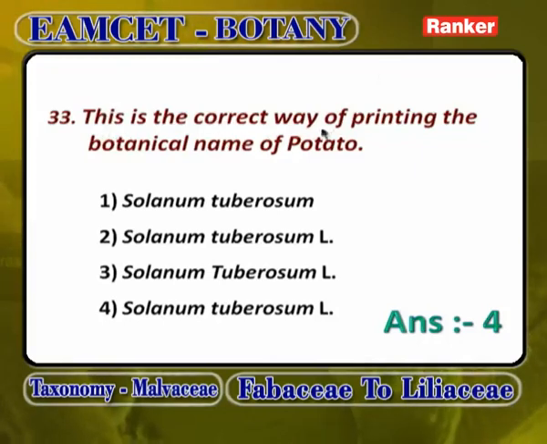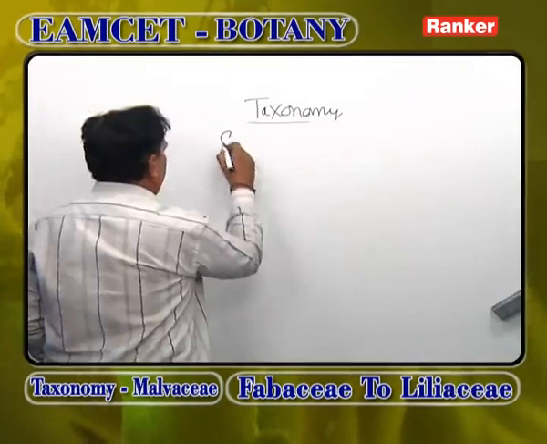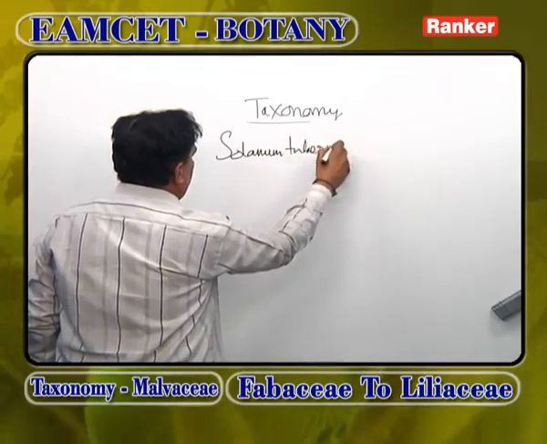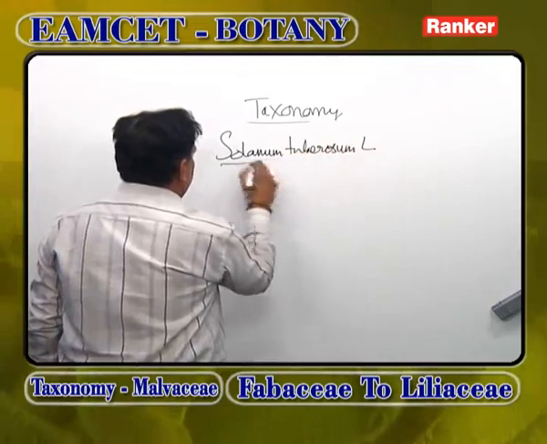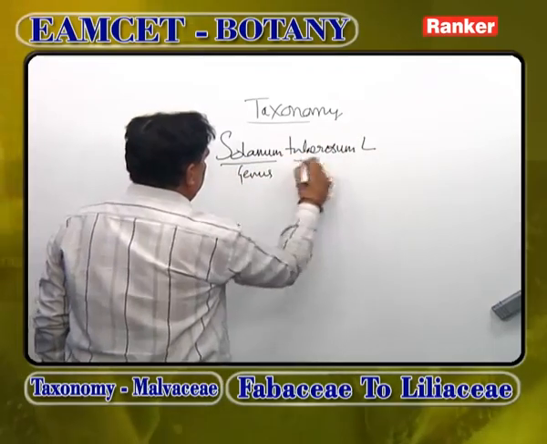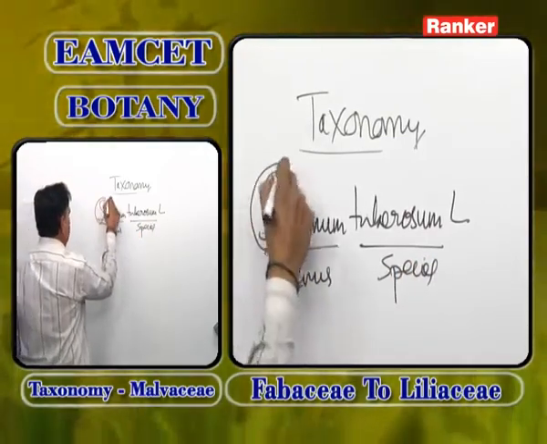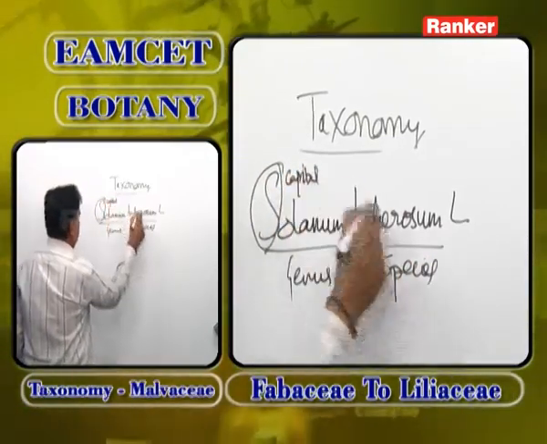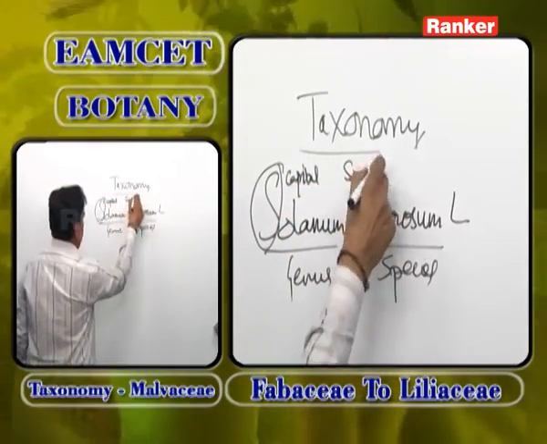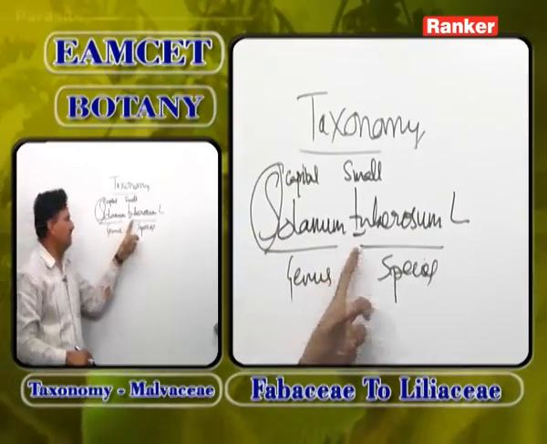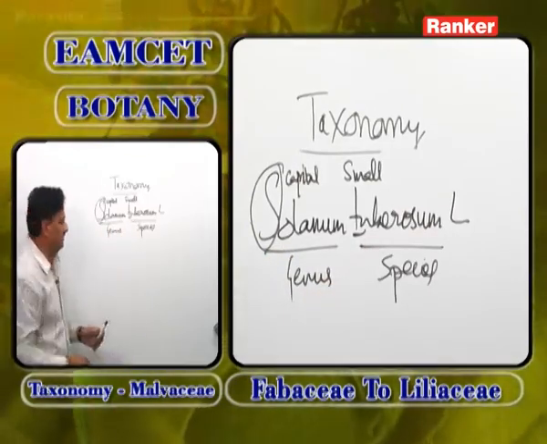This is the correct way of printing the botanical name of potato. Whenever you write a botanical name, first, potato is Solanum tuberosum L. Any botanical name has 2 names: genus name and species name. The genus name must always start with a capital letter. The species name must always start with a small letter. The genus name must be in noun form, the species name in adjective form.